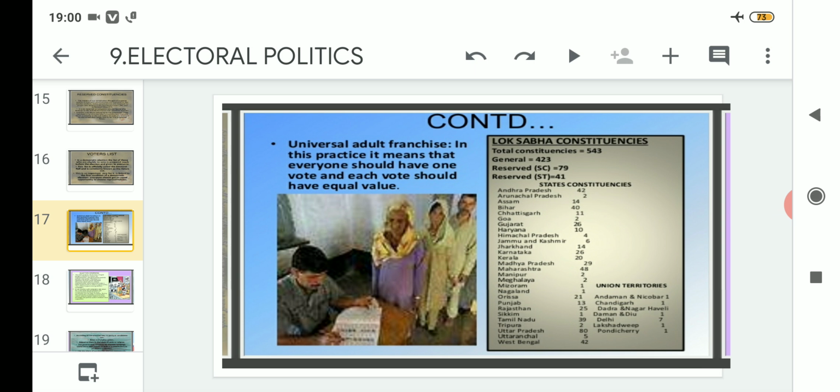Then comes Punjab, where it is 13 constituencies that the people will vote for, and these 13 MPs will be selected from these constituencies. Then comes Rajasthan with 25 constituencies, followed by Sikkim, which has only 1 constituency. So here we can see that 1 constituency each is from Mizoram, Nagaland and Sikkim. Then comes Tamil Nadu, which is also big in terms of area, and that has 39 seats.